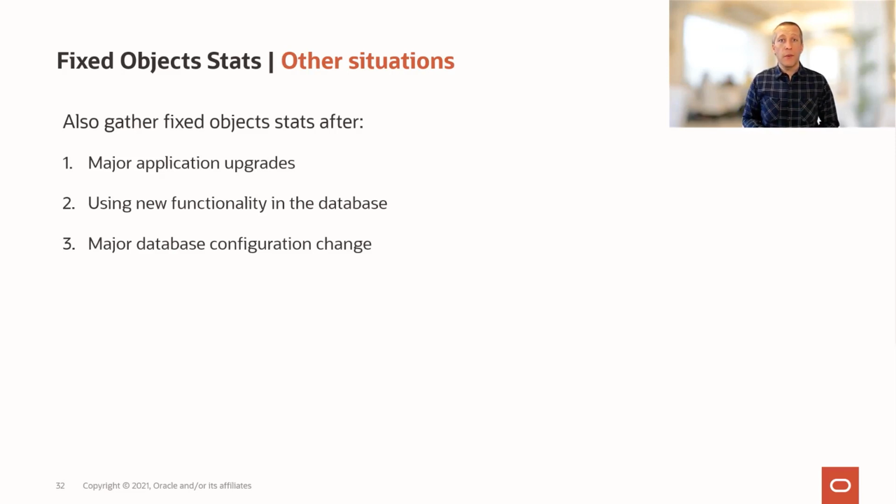Well, after major application upgrades, it can be a good idea for the reasons we discussed with dictionary statistics. When you start to use new functionality in the database, a new component, it's also a good time. New functionality in the database probably has some new supporting memory structures, and we need statistics on those. And when you do major database configuration changes, like adding more CPU or increasing the instance memory, it can also be a good idea to gather fixed object statistics.